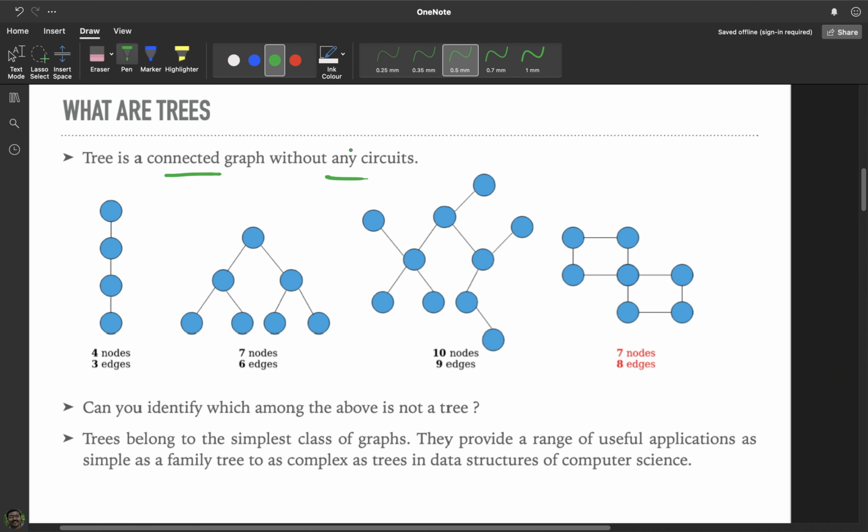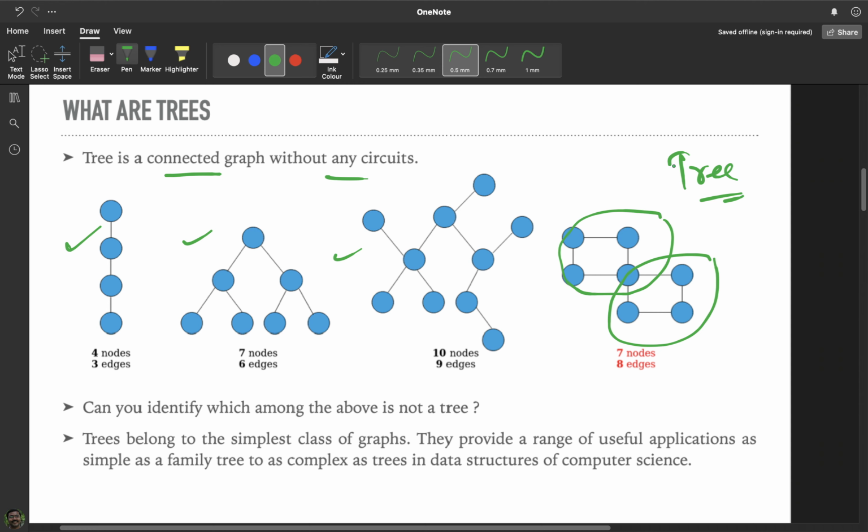For example, I have drawn some examples of trees here. You can see that all these graphs are connected, and this graph does not have a circuit. This graph does not have a circuit. This graph does not have a circuit, but this graph has a circuit. You can see that there are two circuits here. So this is a circuit, this is a circuit, so this is not a tree. So what is a tree now? Basically, a tree is a connected graph without any circuits. That's the only idea you have to understand.